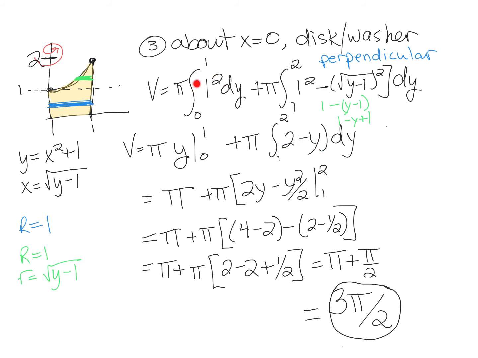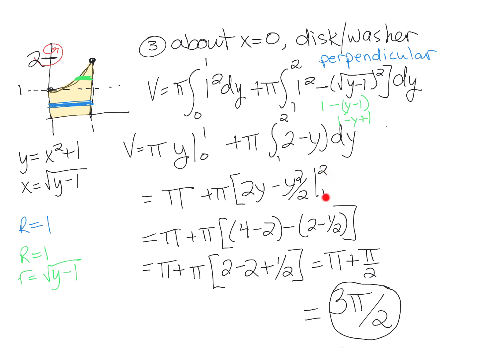This part was easy, I just get y. This part, I'm going to get a 2y minus y squared over 2. This part was from 0 to 1, so I get plain old pi. This part right here, when I integrate it, notice that I'm not plugging in a 0 here, so be careful. I plug in a 2, I get a 4. Plug in a 2 here, I'm going to get 4 over 2. This is going to give me plain old 2.